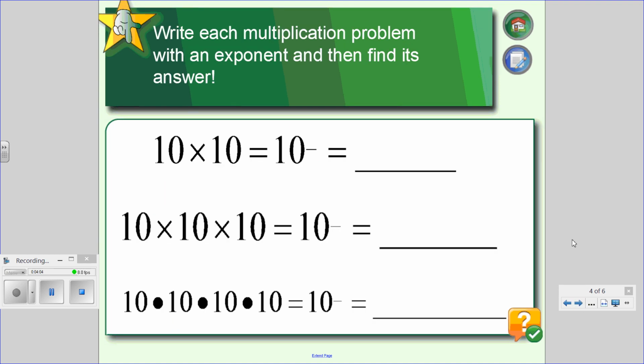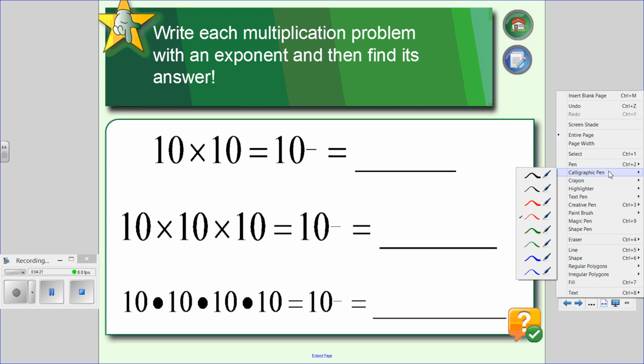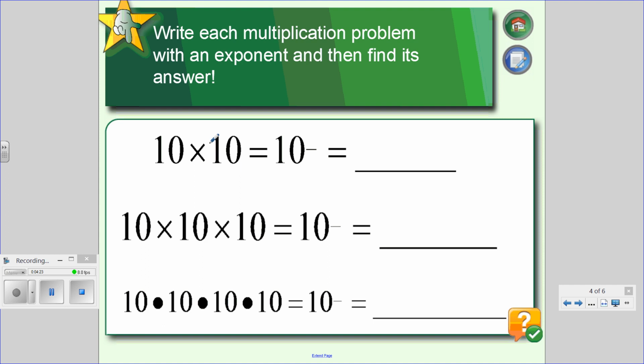So this should be a little bit of a review from this unit, how to represent things with an exponent. It says write each multiplication problem with an exponent and then find its answer. So you can do this along with me. 10 times 10 represented with an exponent: I have 2 factors of 10. So 10 times 10 stretched out is 10 to the first power times 10 to the first power. Using the product rule, that becomes 10 to the second power, which, hopefully everyone knows, is 100.